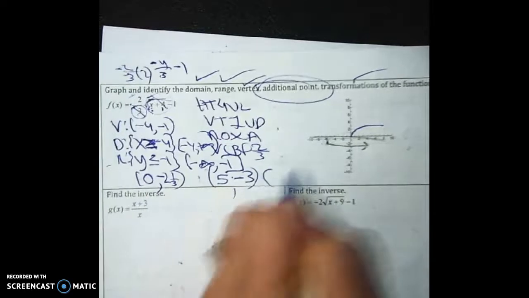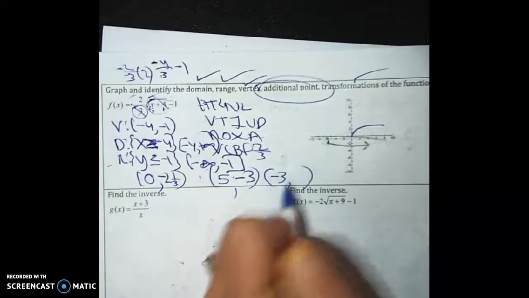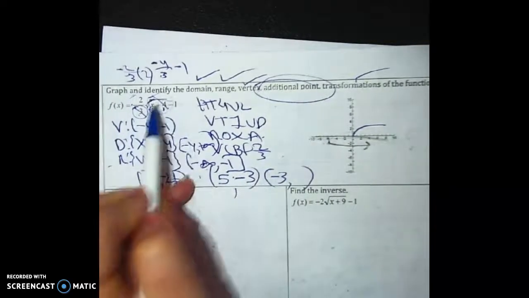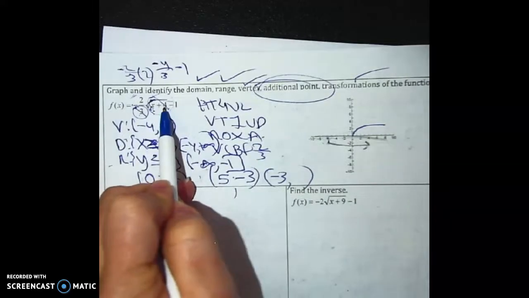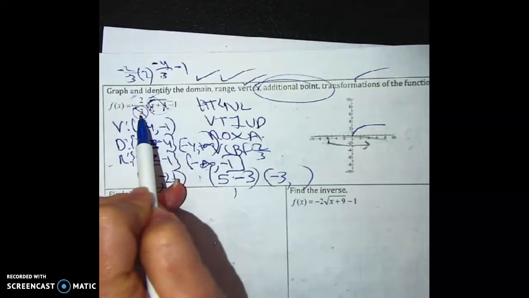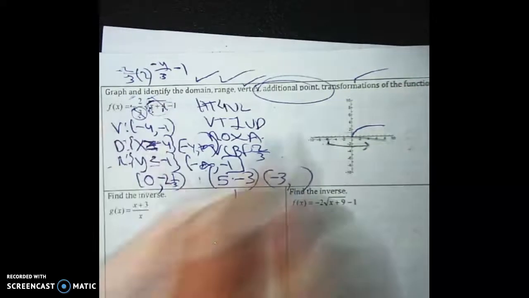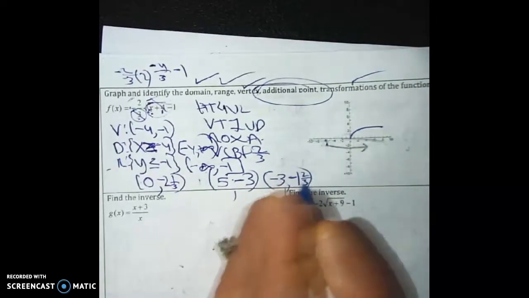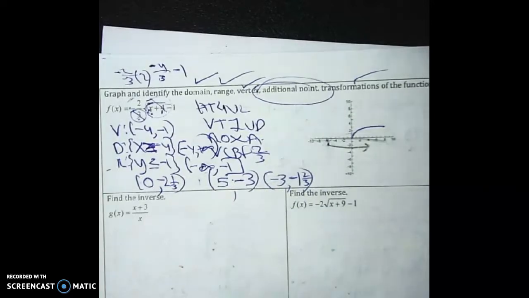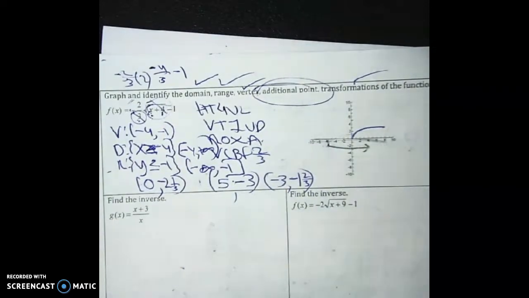Let me do another one. Let's say I decide to pick -3 because I like to torture myself. -3 plus 4 is 1. The square root of 1 is 1. Times -2/3 is -2/3. Minus 1 is -1 2/3. Okay. You could either write it as -5/3, whatever you want. But if you give me a decimal answer, you obviously used the calculator. You got to show me that you didn't use the calculator.